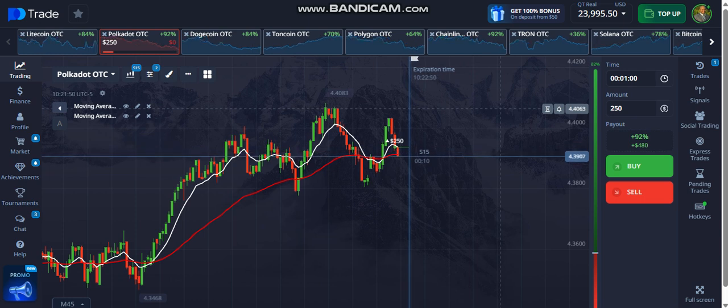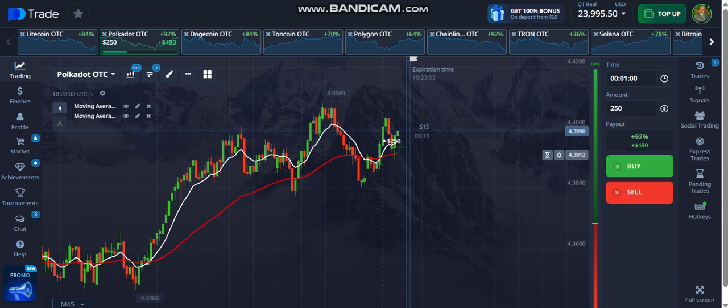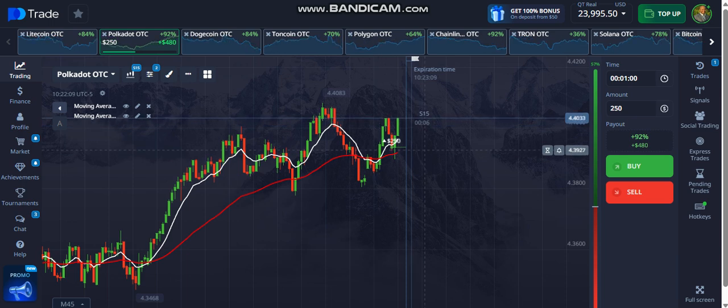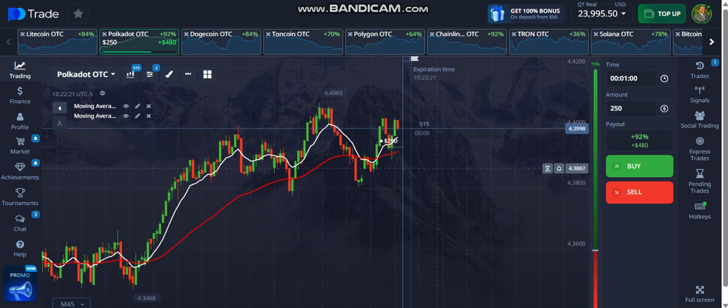Okay, so I just took a buy trade, a call trade on the Polkadot crypto. Same situation. I waited for the crossover of the 10 and the 50 EMA, waited for the retracement, see how the price climbed, and then it started retracing downward back to the line. And once the price touched the line, it respected the line. I took the buy trade. So let's watch this.